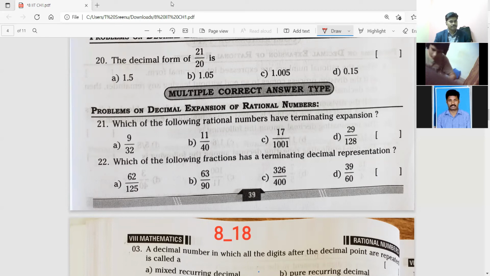20th B, sir. 20 seconds. Into the following terminating, you should do denominator factorization. Just now I explained, no? Avinash, check the denominators. The denominator should have only 2 and 5. Okay, sir.